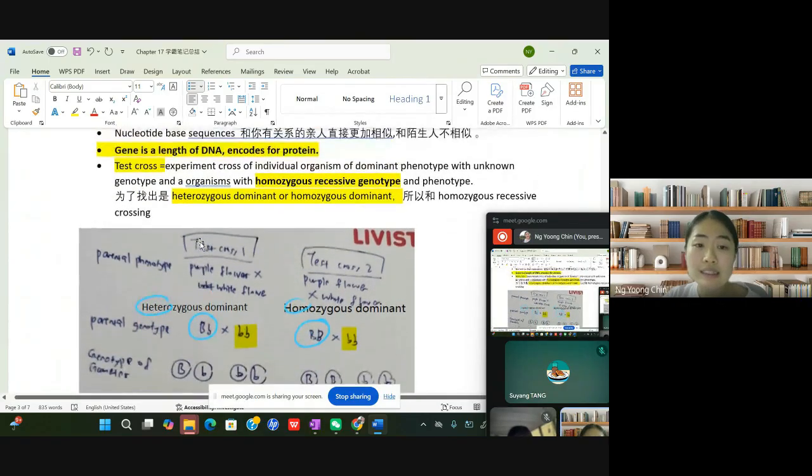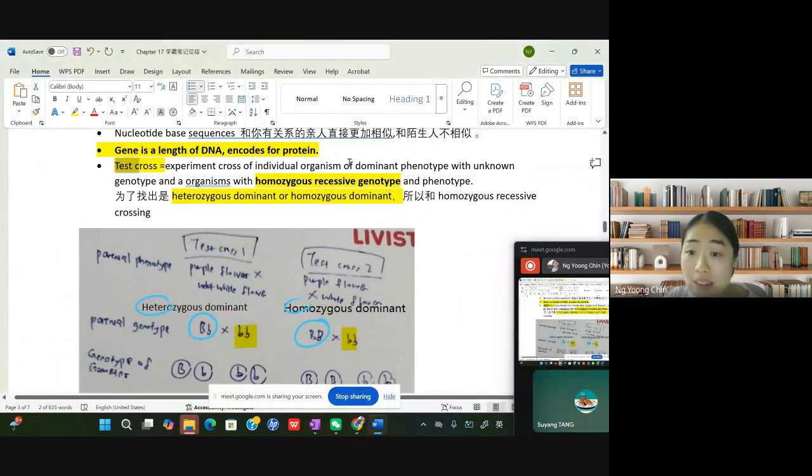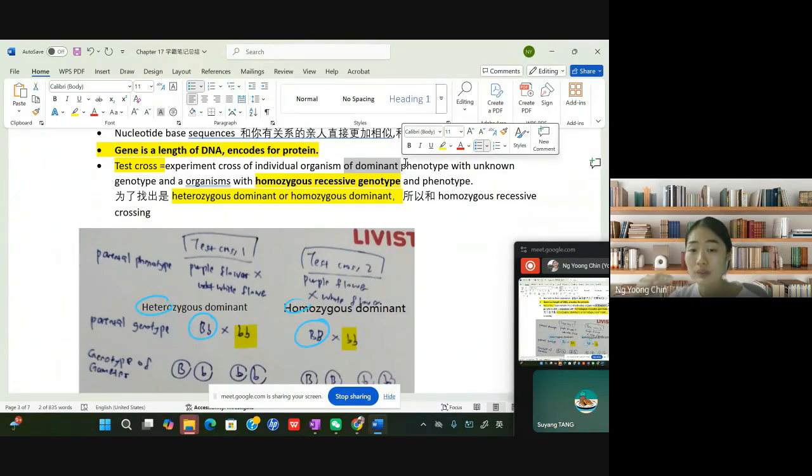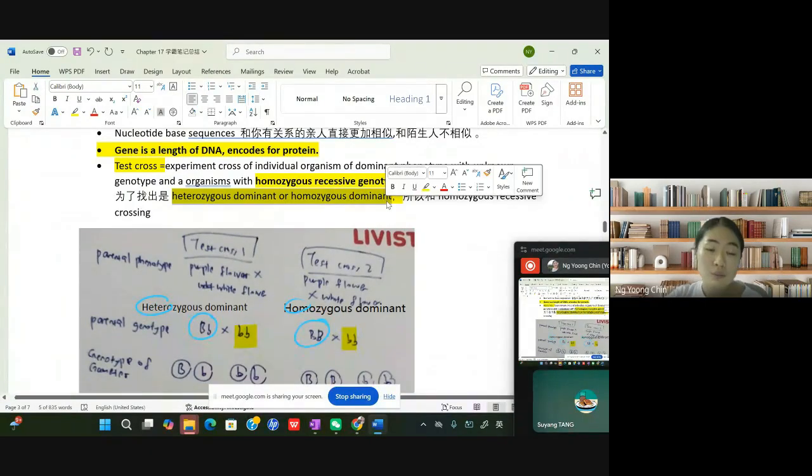And then one thing is, what about the test cross? A test cross is a kind of experimental cross of an individual organism of dominant phenotype with unknown genotype. One dominant with the unknown genotype, because they want to test whether this phenotype is due to homozygous dominant or heterozygous dominance. This is their purpose. They want to find out which one is heterozygous and which one is homozygous.